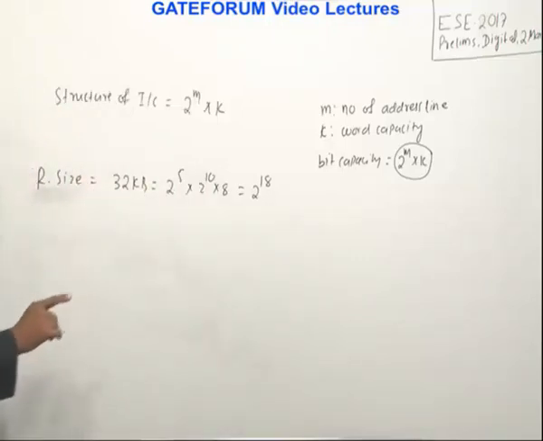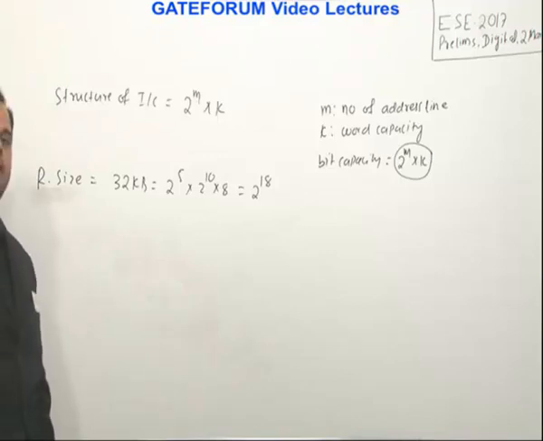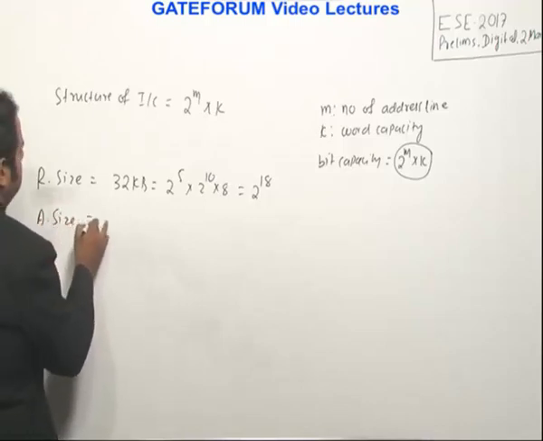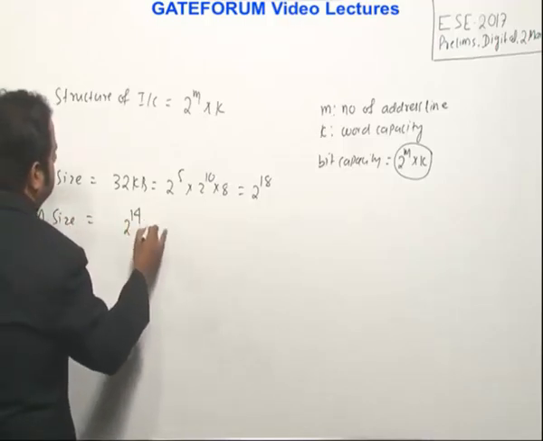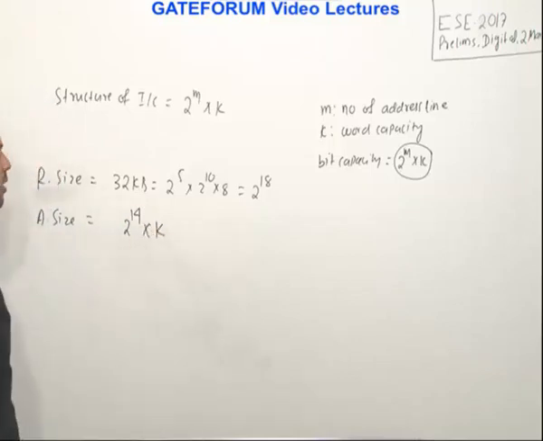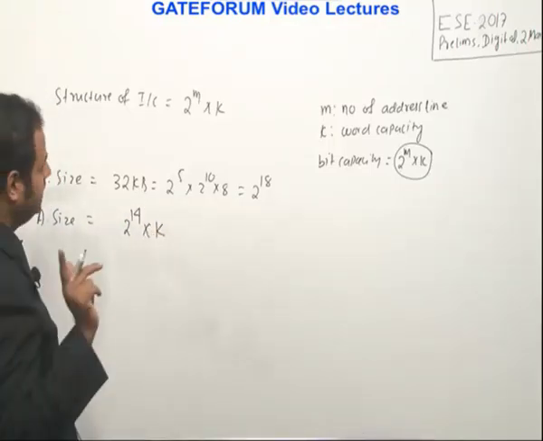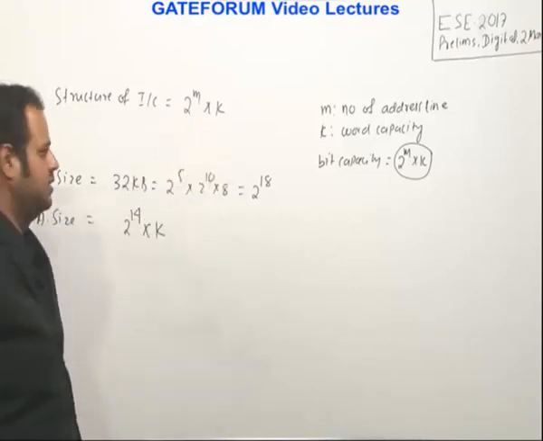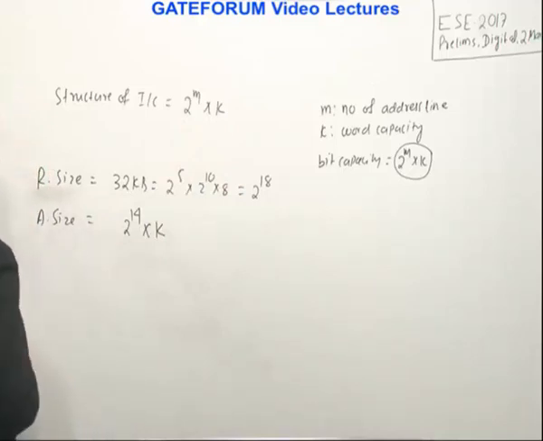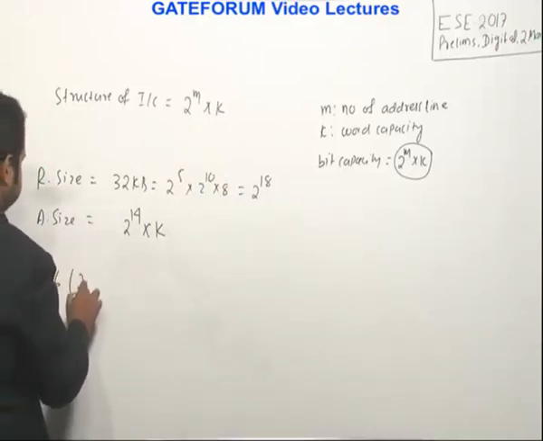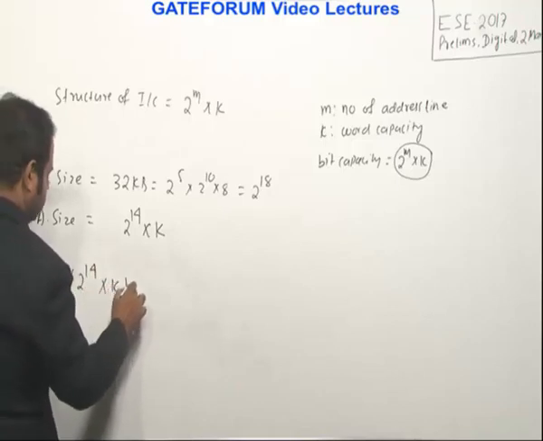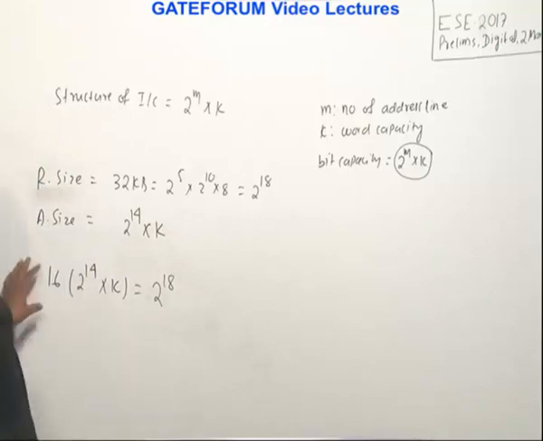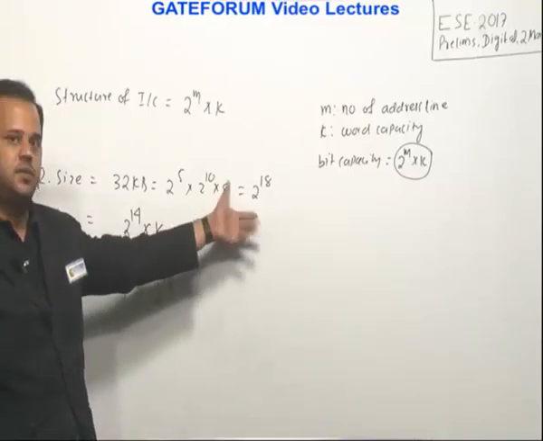It is being framed by using 16 ICs having 14 address lines. So what is the available size? Available size is 2 raised to power 14 cross K. We don't know the word capacity, because if someone is saying the number of address bits is 14, I can say M equal to 14. What is K? I don't know. But what we want is 16 of these ICs to equal 2 raised to power 18, so the bit capacity should match.